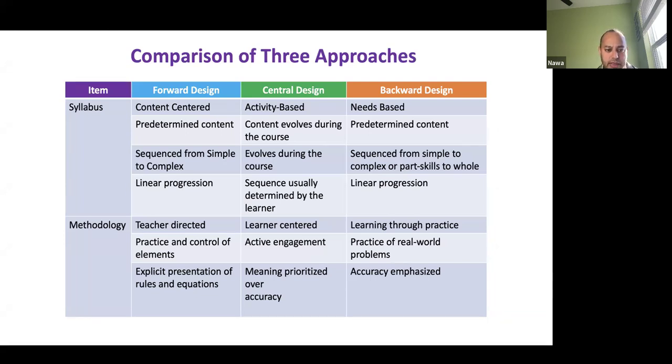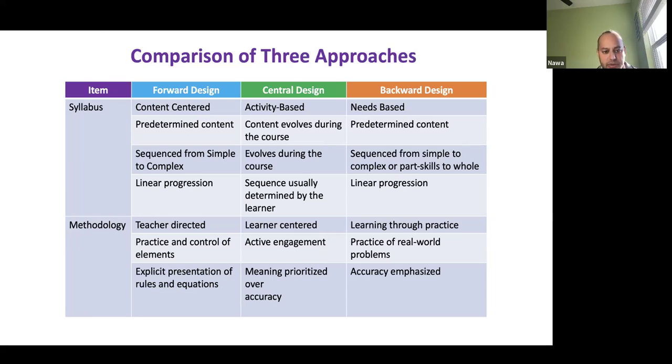The methodology is teacher-directed for the forward design, and there is a key role for the teacher. But a lot of the learning is done through practice in the backward design. For the central design, it is learner-centered. For the forward and backward designs, there will be practice and control of the elements. There is more control by the teacher in the methodology for the forward design, but there will be some facilitating and practicing of real-world problems in the backward design, where in the central design the students will engage themselves actively.